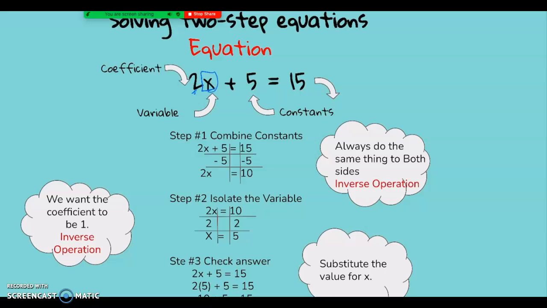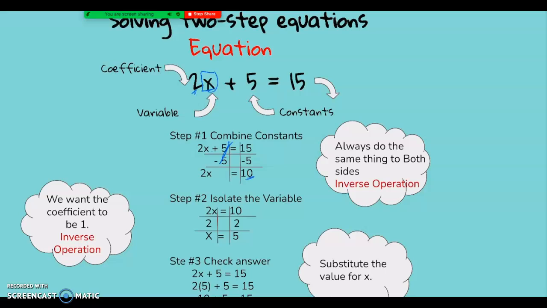Okay. First step is to combine the constants on one side, on your right side. Since I have 2x plus 5 is equal to 15, I know that I'm adding to my variable, and the inverse operation of addition is subtraction. Therefore, I'm going to subtract 5 from 5, which cancels that out, gives me 0. And whatever I do to the left side, I also have to do to the right side. So 15 minus 5 comes out to 10.